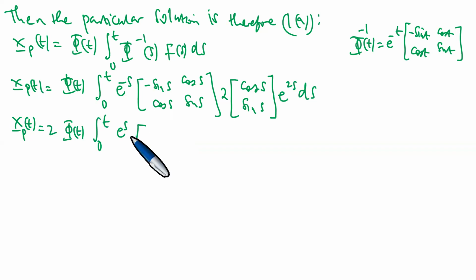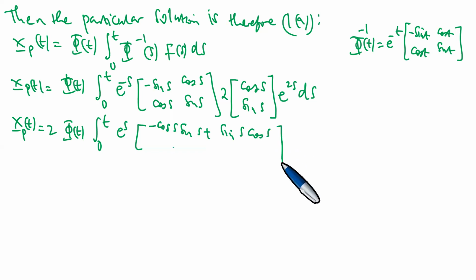So this and that. Cosine s sine s plus sine s cosine s, sine squared s plus cosine squared. Okay, if you multiply all these matrices, this is what we get. Okay, it's easy to multiply this. We have this times this, which is minus sine cosine, cosine sine. Then you multiply this with this, which is cosine squared, sine squared.